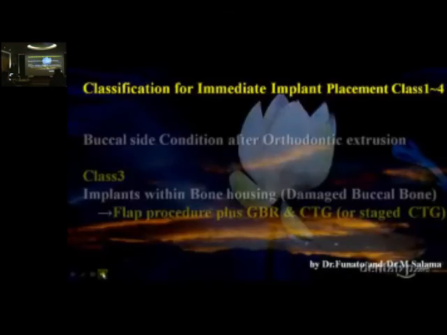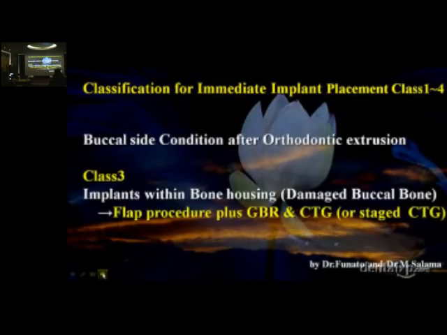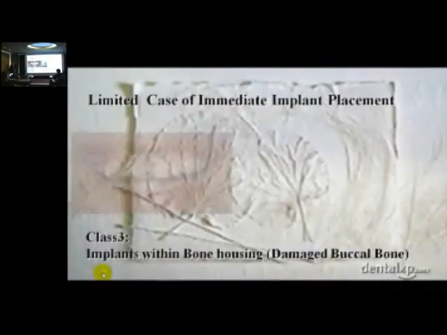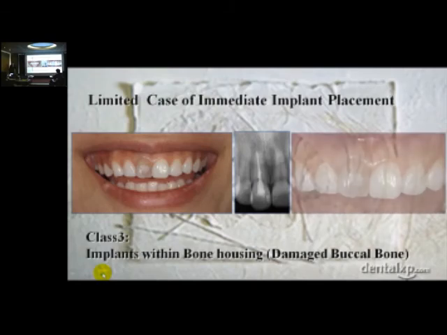Now let's turn to class 3. If we expect to place an implant within the bone housing, although we recognize the damaged, compromised buccal bone, we can still place the implant with GBR and simultaneous connective tissue graft or staged connective tissue graft. I would like to show you a limited case for immediate implant placement. In this case, we can see a root fracture at the buccal side.